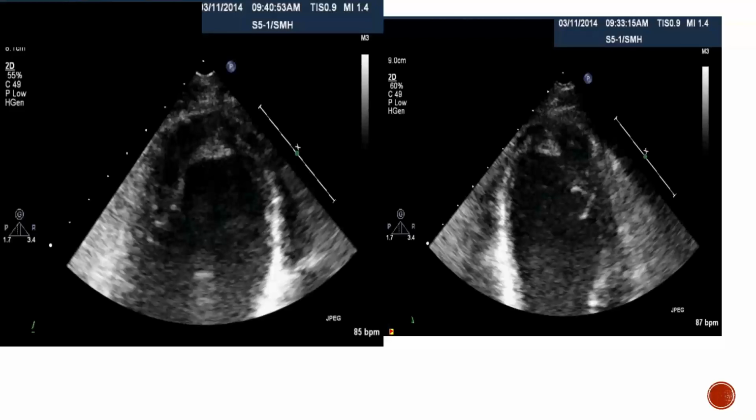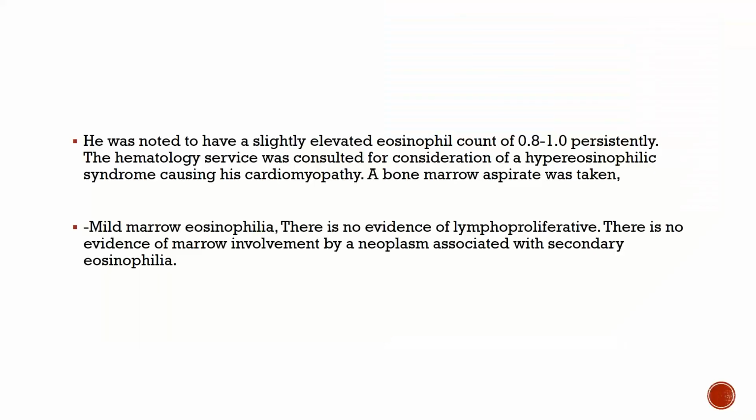Okay. So just to save time, this patient was noted to have a slightly elevated eosinophil count of 0.8 to 1 persistently. So the hematology service was consulted for consideration of hypereosinophilic syndrome causing his cardiomyopathy. He underwent a bone marrow aspirate. The result was mild marrow eosinophilia, no evidence of lymphoproliferative disorder, which is very important to rule out malignant hematological disease when you have an eosinophilia.